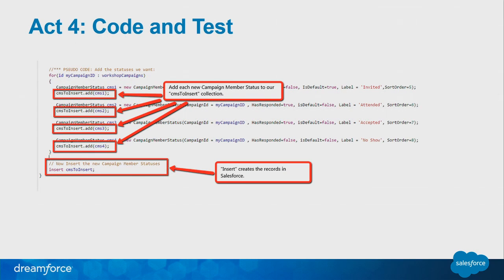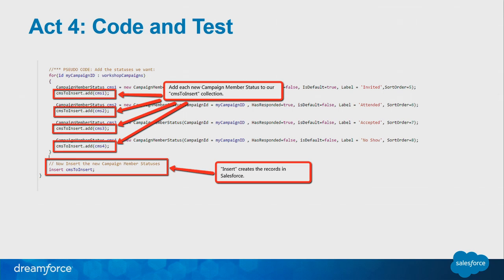So I have one more question about the code, back to those lists and sets. So there's a list CMS to insert. So it looks like you're adding the new campaign member statuses while you're looping through those workshop campaigns. But then at the bottom, it looks like you insert them again. So what's that about? That's a great question.